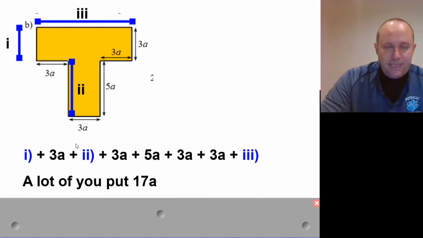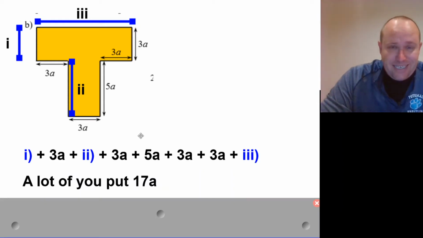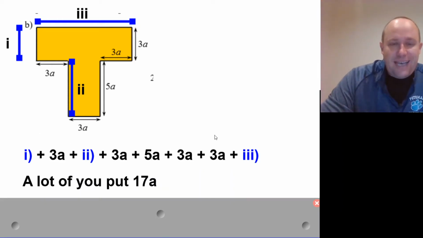A lot of you put 17a, because that's just these sides here. But you've also got to add in these extra distances as well. So just make sure you're filling in every distance when you do perimeter. That's a very common question for the SOL where they don't give you sides and they're hoping that you're going to put this answer here by just adding the sides that you did.